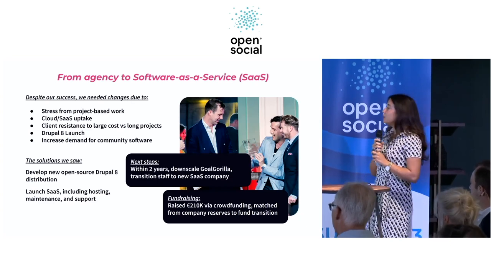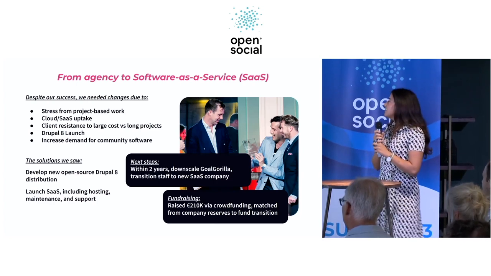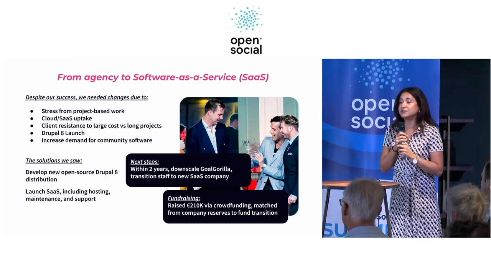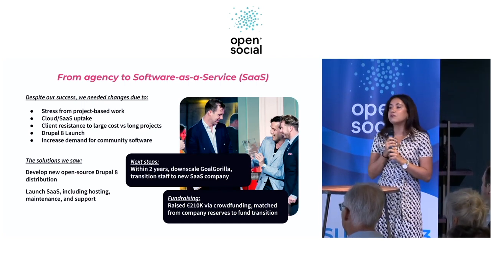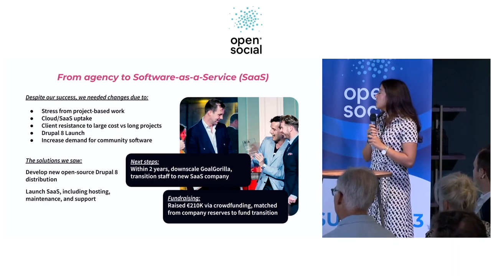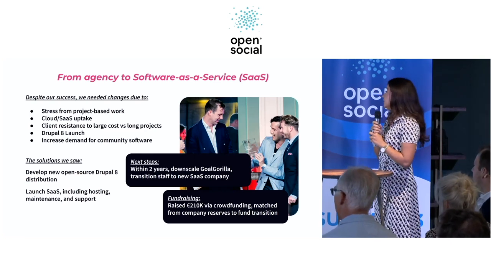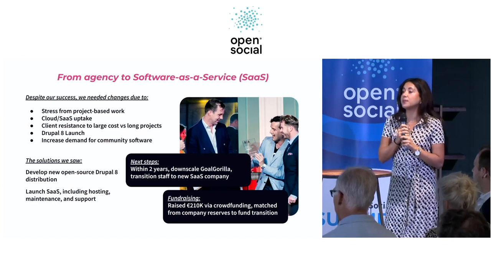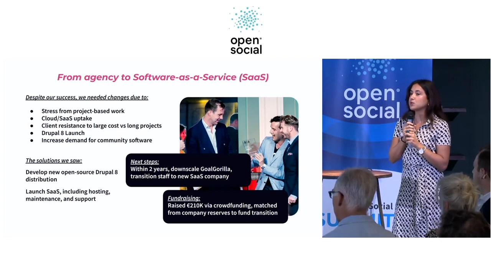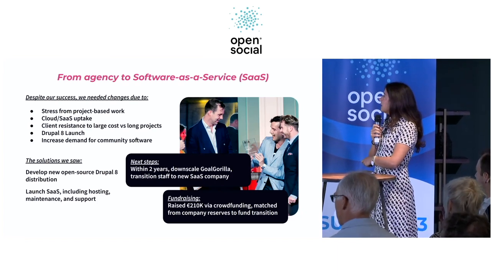They decided that within the next 2 years, they would downscale Gold Gorilla, which was the name of the agency, and transition to a new SaaS company. Of course, they first needed fundraising to do this transition, because they wanted to move all the current people working for Open Social with them. So they did a crowdfunding where they raised 210,000 euros, matched from the company's reserve, to fund that transition. They still had running projects for Gold Gorilla that they would slowly finish without taking new ones, taking on new projects with the new platform.